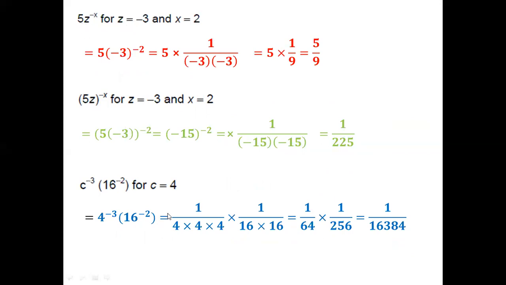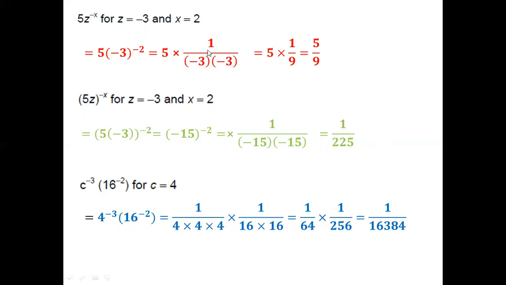Now what does 5 and a variable together mean? That means it is multiplied. So that's why I put that inside the parentheses. 5 multiplied by negative 3 to the power of negative 2 equals 5. Now I'm only going to change this into a fraction, because the exponent is negative.